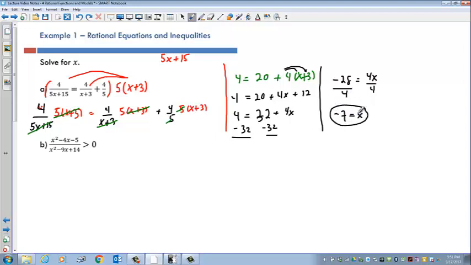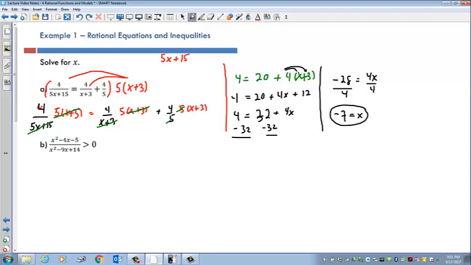Now, you want to make sure you always check your answer when you're solving rational equations. If you plug in negative 7 here and add 4/5 to it, you'll see you get a number, and you actually get exactly the same number if you plug negative 7 in over here. But you do want to check your answer to make sure it makes sense.